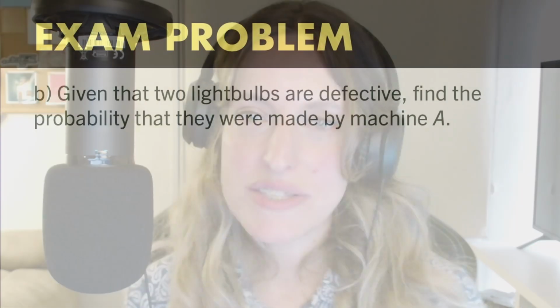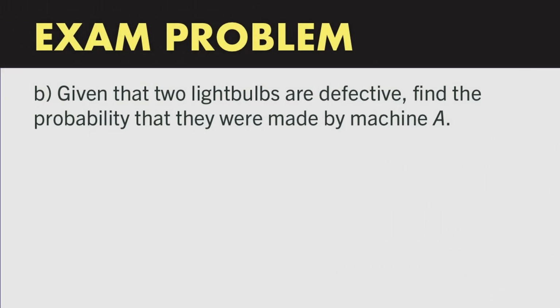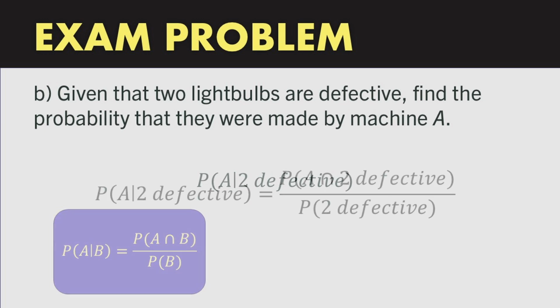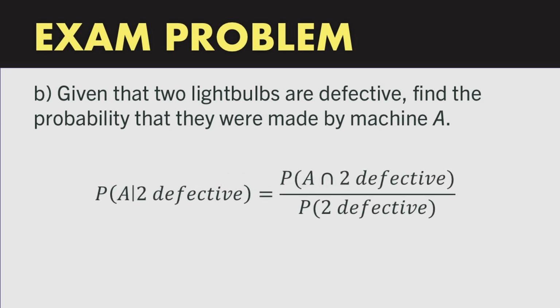Let's go to part B of this exercise. It says, given that 2 light bulbs are defective, find the probability that they were made by machine A. So we have here conditional probability. We want the probability of choosing machine A given that 2 light bulbs were defective. The formula for conditional probability is the probability of the intersection between the 2 events divided by the probability of the second one. In this case then, I need to calculate the probability of choosing machine A intersection 2 defective light bulbs divided by the probability of 2 defective light bulbs.